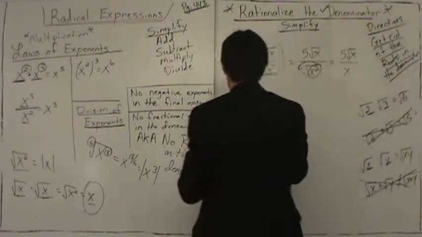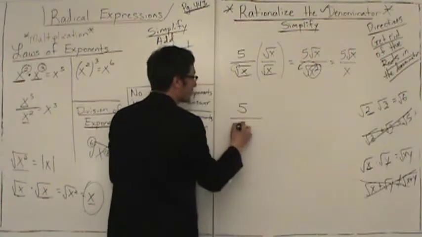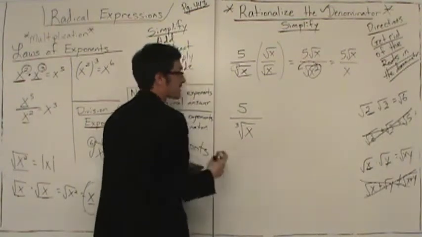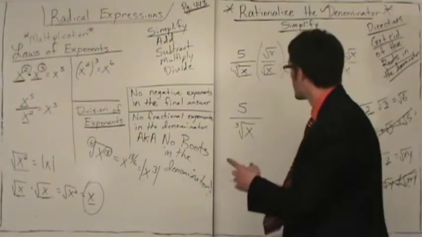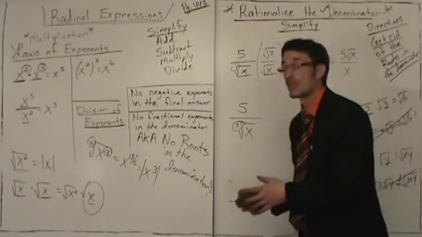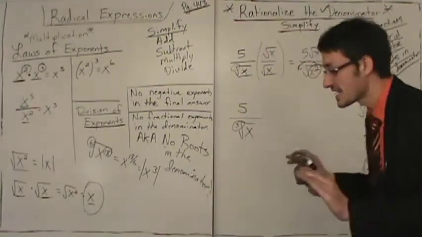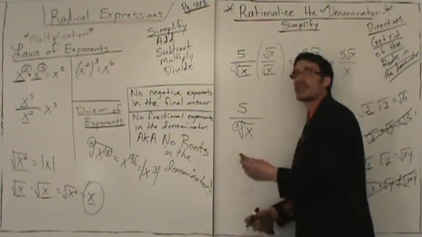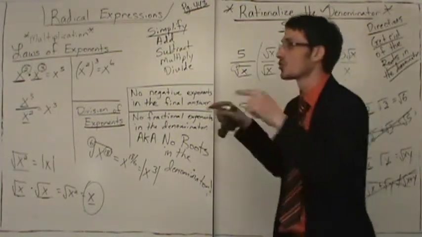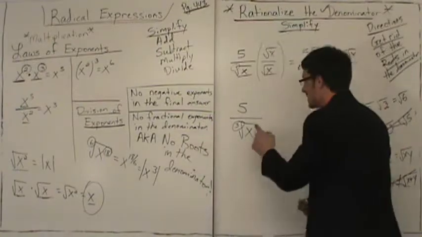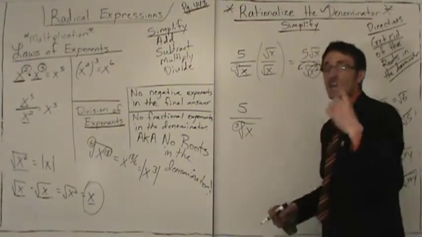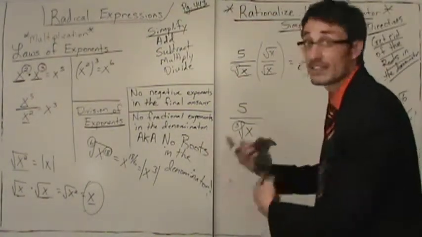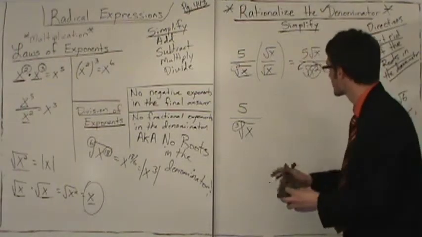Now let's look at this example. 5 over the cubed root of x. So in this example we have an index of 3. So if we have an index of 3, in order to take a group out, to get rid of the root in the denominator, we need a total of how many x's to take a group out? We need 3. So if we need 3 x's, but we only have 1 x, how many more x's do we need? Well, we need 2 more x's.